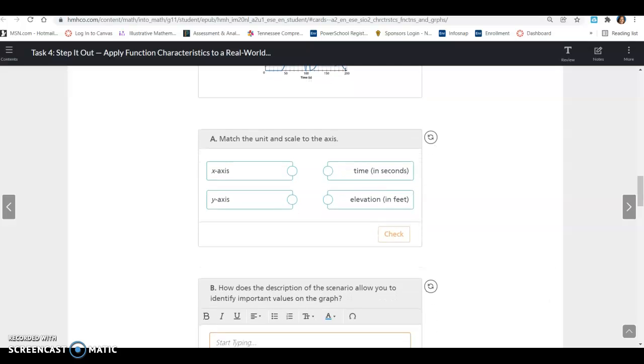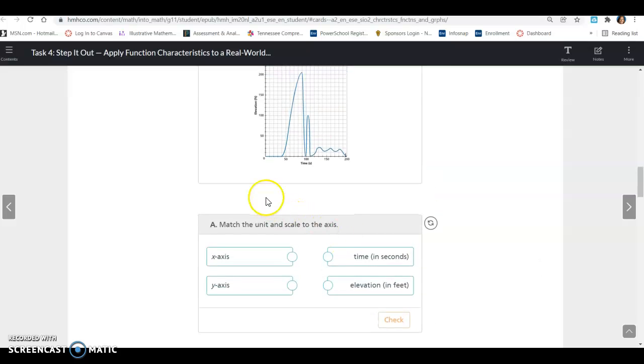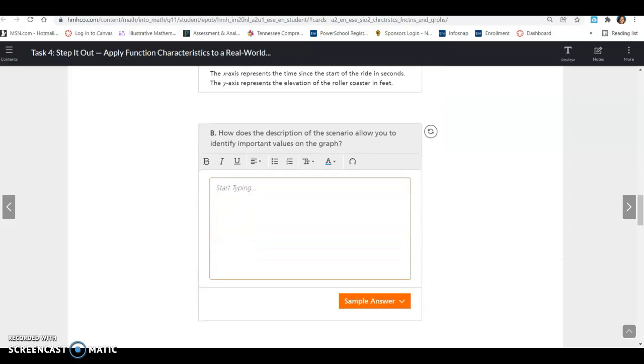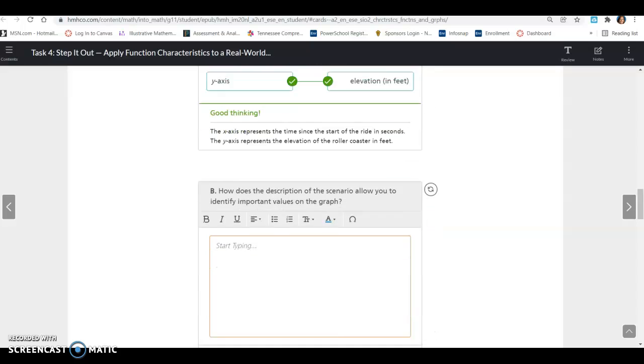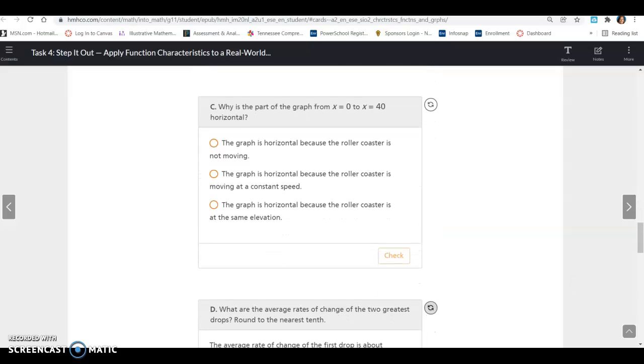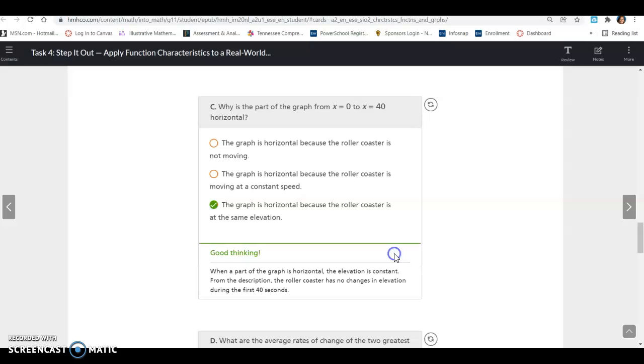Okay? All right, so it says match the unit and scale to the axis. You can see here, time in seconds would be our x-axis, and elevation would be the y-axis. How does this description of the scenario allow you to identify important values of the graph? Okay, so it allows you to see the maximums and the minimums and the constant rates and that sort of thing. All right, so it says the part of the graph from 0 to 40 is horizontal. Okay, so remember it did some turns, but it did no elevation change. So the graph is horizontal because the roller coaster is not moving, is at a constant speed, or is at the same elevation. So the roller coaster is at the same elevation the whole time.